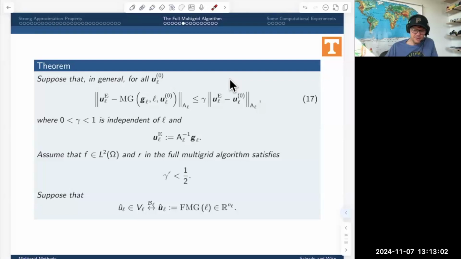Now we know that this multigrid produces contraction factors because we already showed convergence earlier in chapter 5. We know that if we put all the pieces together, we get convergence.